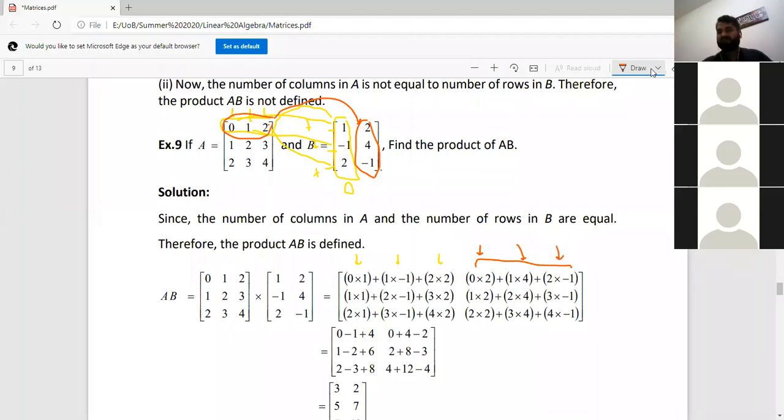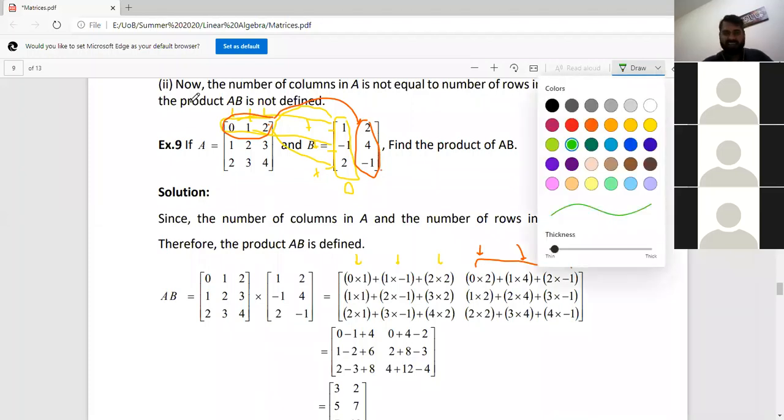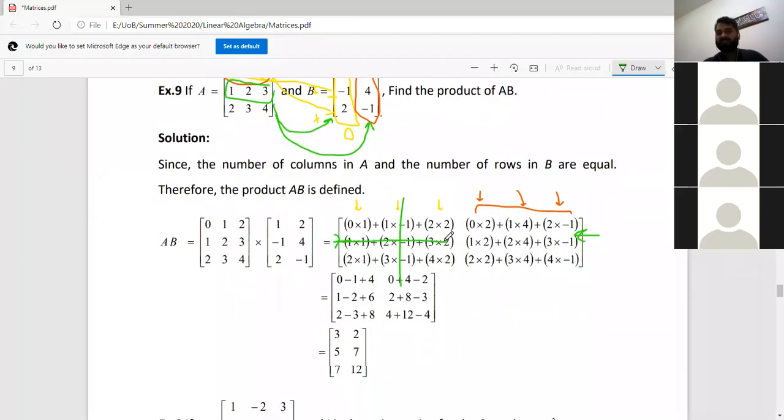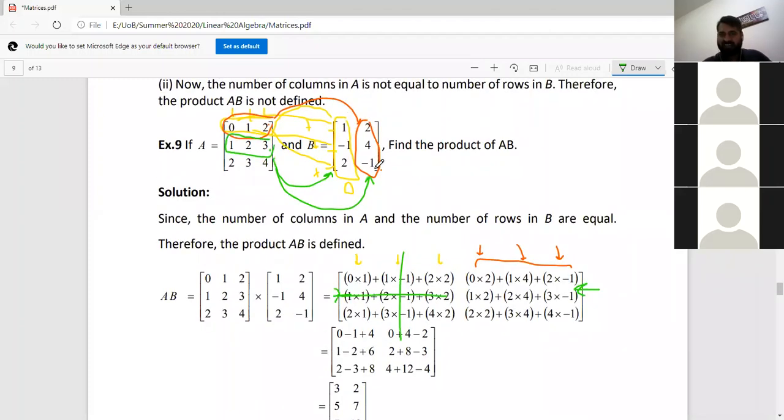So this gives me the second entry, and then I will go to the second row and do the same thing. Second row with the first column, second row with the second column. So I will get these two entries. Second row with first column means this should come in second row and first column. Got it? So the position will remain the same. This is second row and second column.